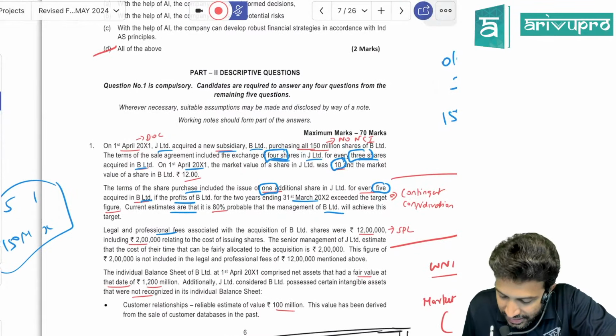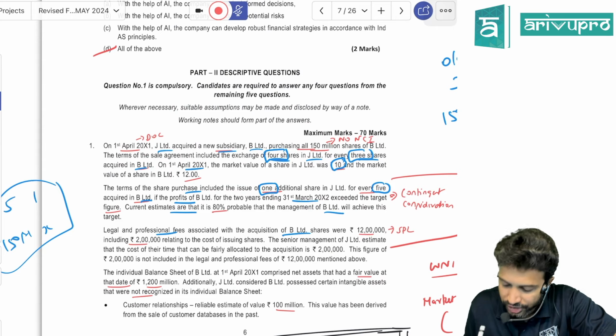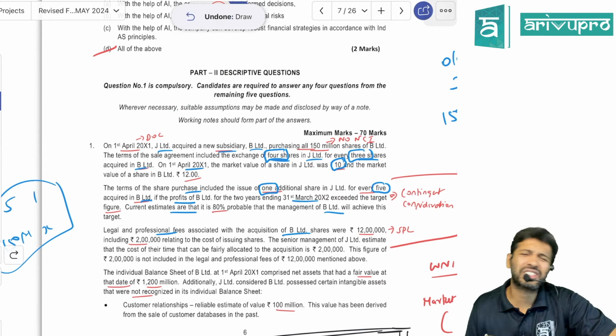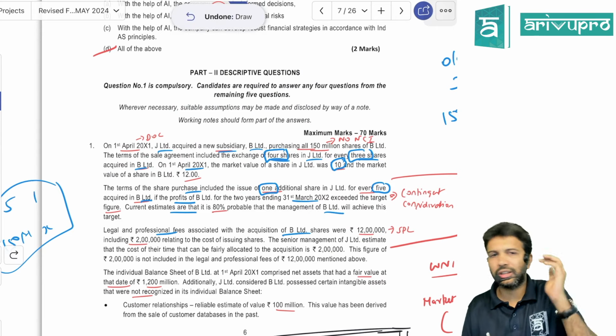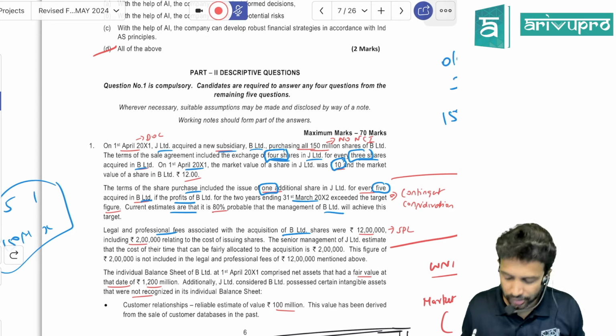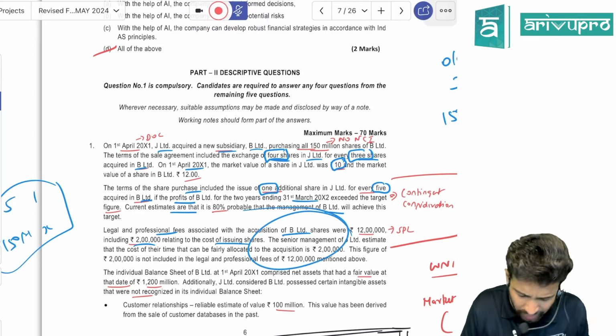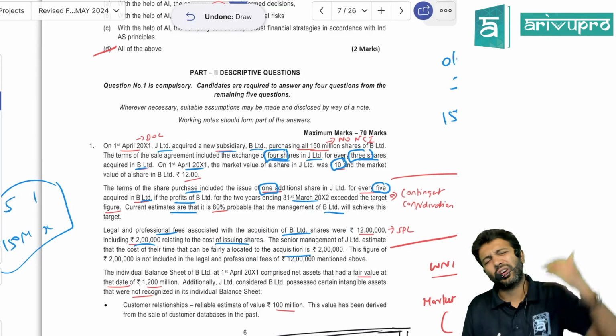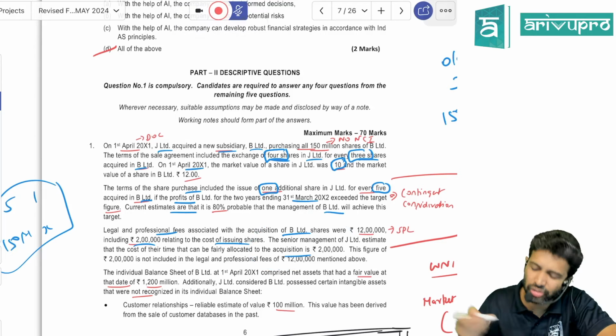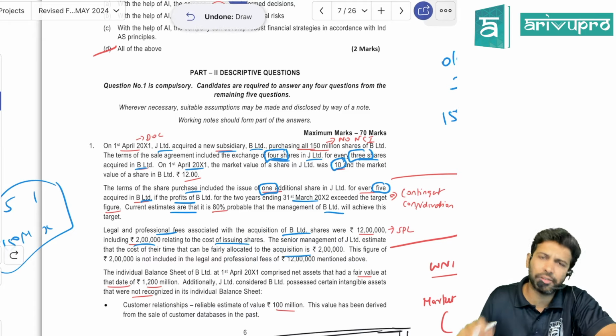The legal and professional fees associated with acquisition is 12 lakh. Sir, all these are transaction costs, and Ind AS 103 clearly says that all the transaction costs will be transferred off to SPL. So all this will go off to the P&L account, including the 2 lakh. Whatever they have given, all these are acquisition costs. All acquisition related cost or transaction cost goes off to SPL, so all this is irrelevant for me.